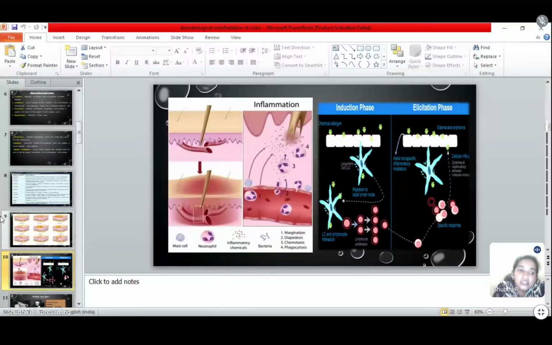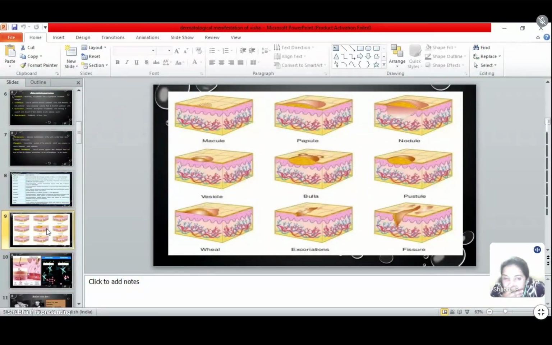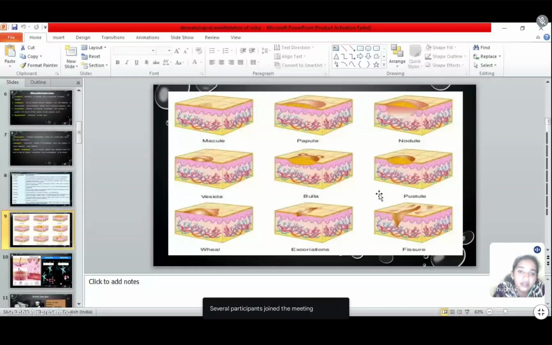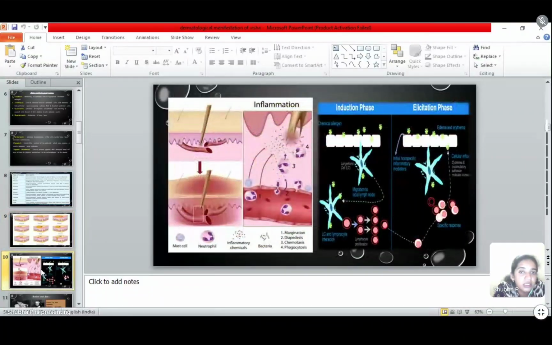Now, these are the presentations we commonly see due to visha in nature. Wheals, papules, macular lesions, plaques are usually very common presentations.